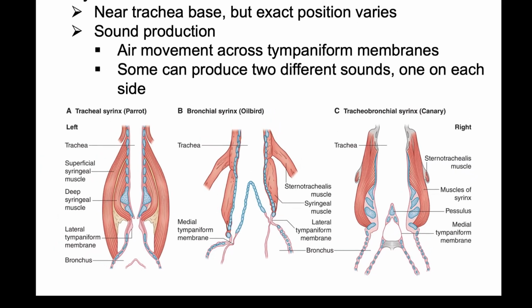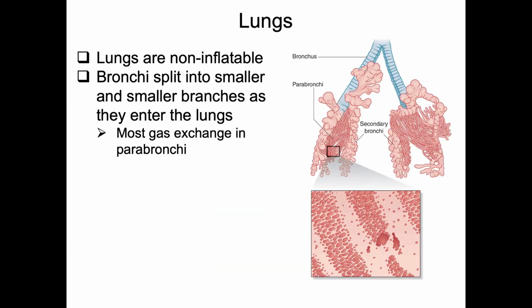That's one characteristic of passerines. The lungs of birds are quite different from the lungs of mammals. These lungs in birds are non-inflatable. They're a relatively dense system of tubes within tubes. So the bronchi, which split from the trachea after leaving the syrinx, split into smaller and smaller branches as they enter the lung complex. Finally, they end up in very tiny structures called parabronchi, and this is where most of the gas exchange occurs, as seen here.